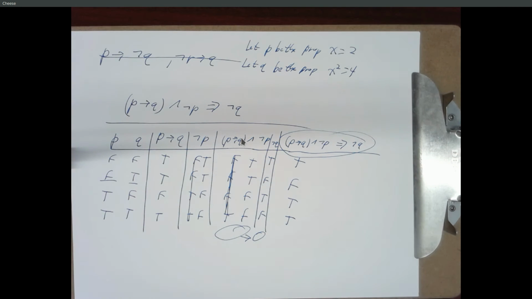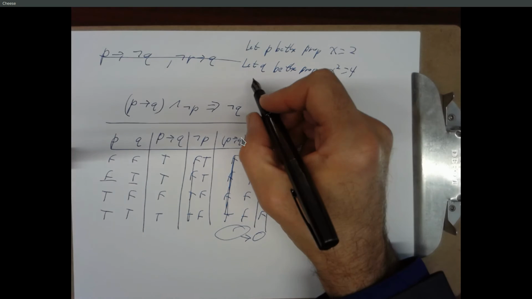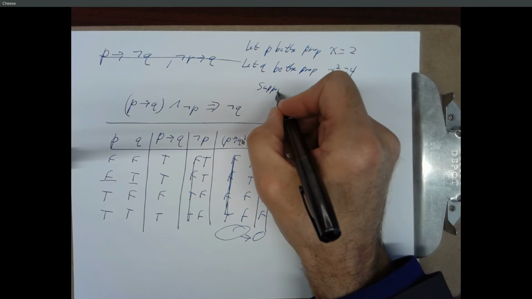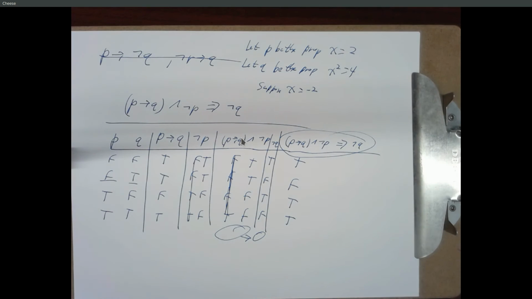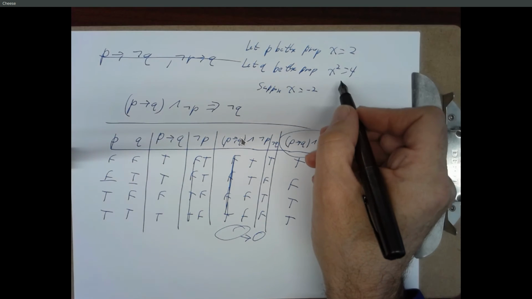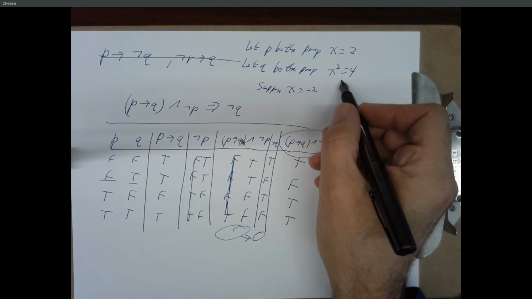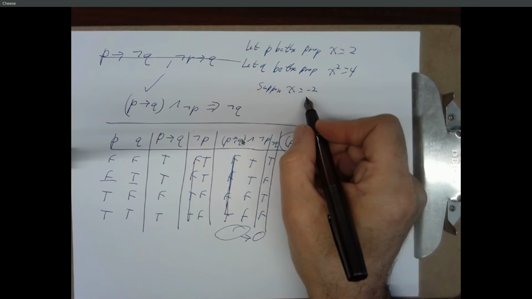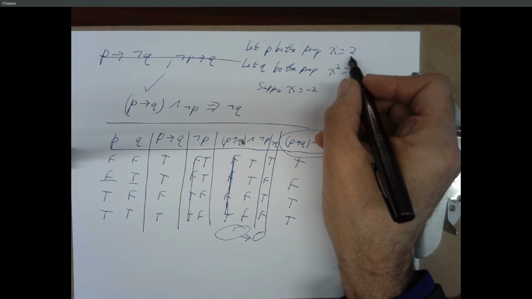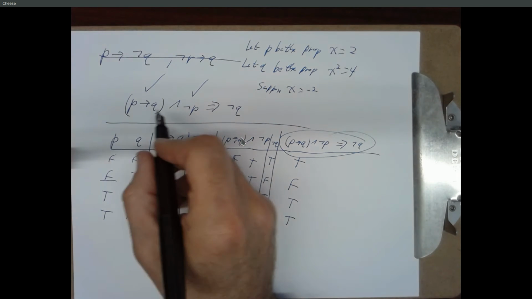Let P be the proposition x equals 2, let Q be the proposition x squared equals 4. And suppose x equals -2. So if x equals 2, then x squared equals 4. That's absolutely true, right? So this is definitely true. And since x is -2, x is not equal to +2, so not P is true. So this is also true. So this is true and that is true.